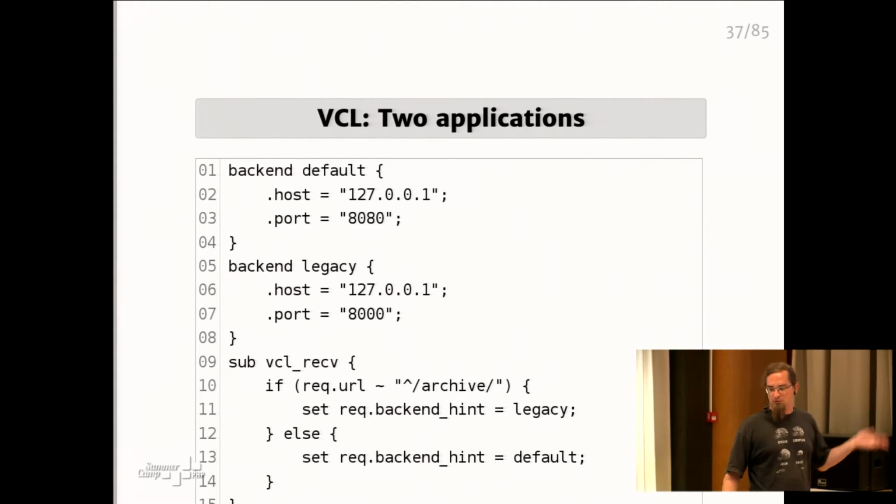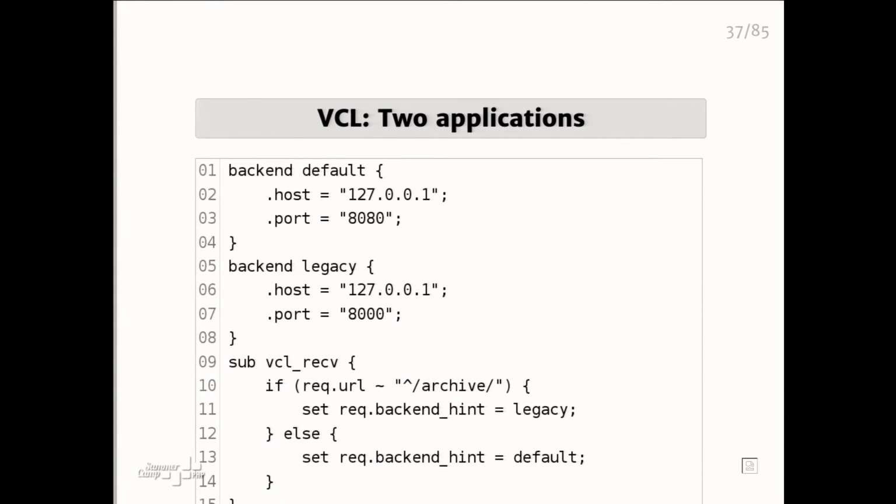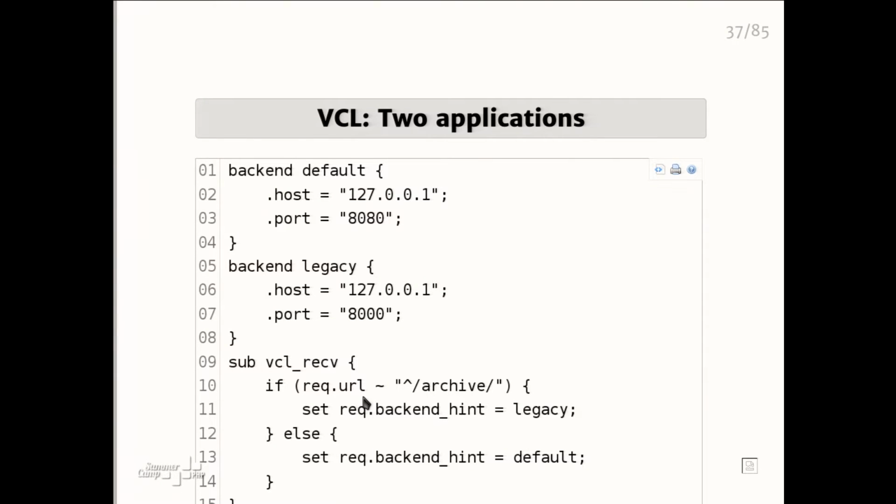So actually, that would be how to handle this load balancer or gateway thing when you have different backends. You would configure on which IP they run, on which port, and here we have a regular expression with this tilde sign, this squiggly line, which means do a regular expression match. So everything that starts with archive in the URL will be sent to the legacy application, and the rest goes to the default application.